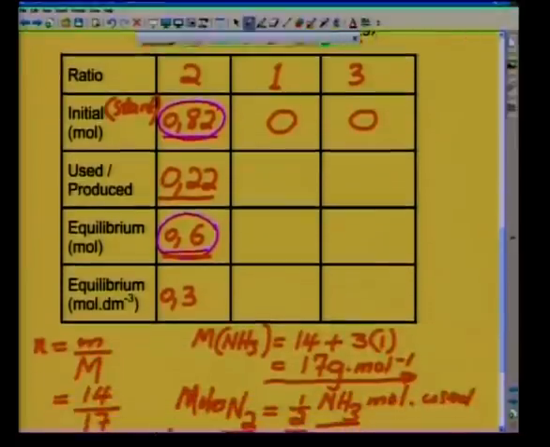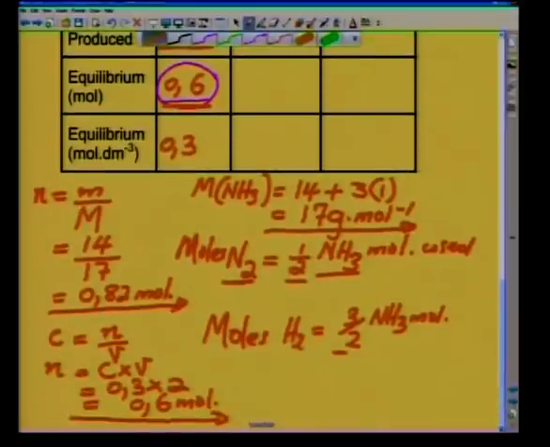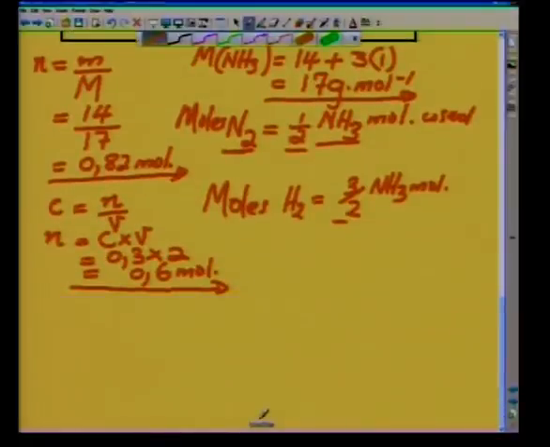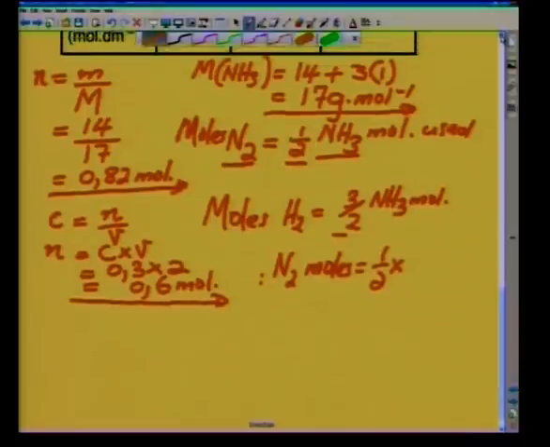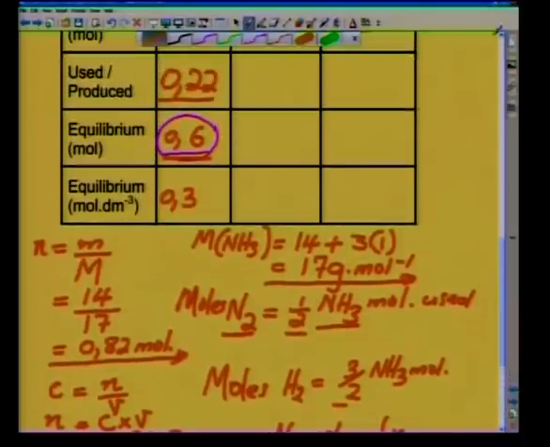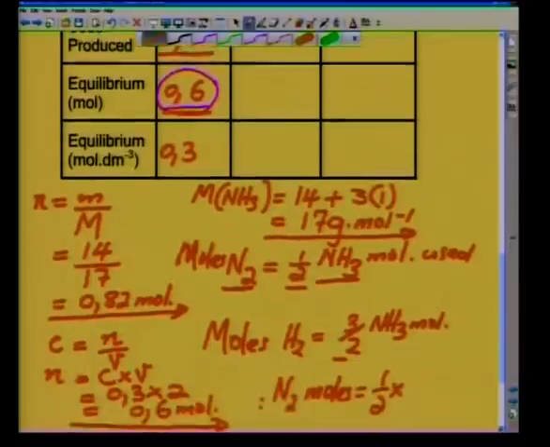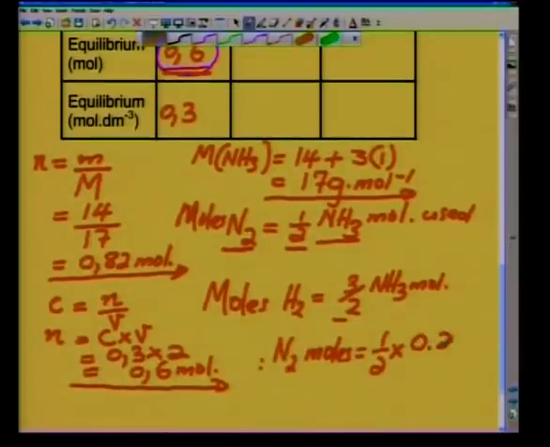So let's work it out quickly. The number of moles that have been produced of N2 will be equal to half the number of moles of ammonia that have been used up. What is that number? 0.22. So half of 0.22 has been used up. So what is the number of moles of N2? It's going to be 0.11 moles.